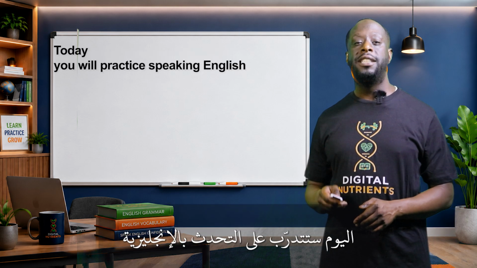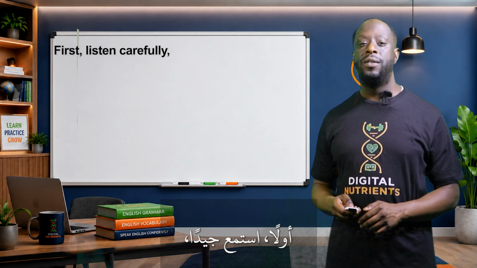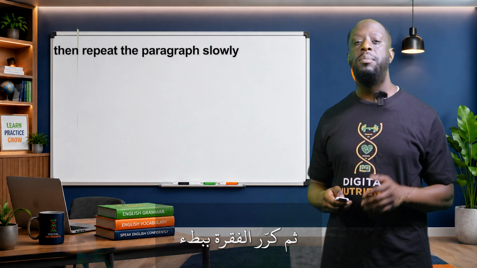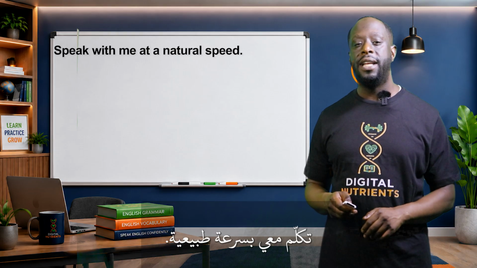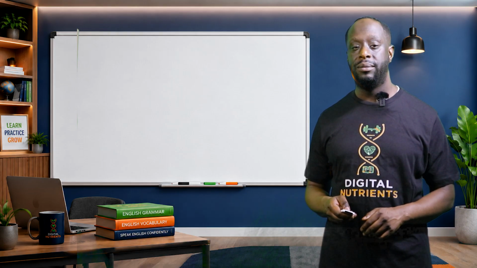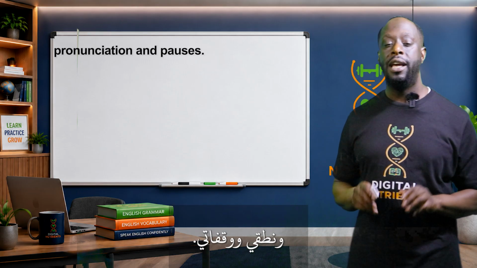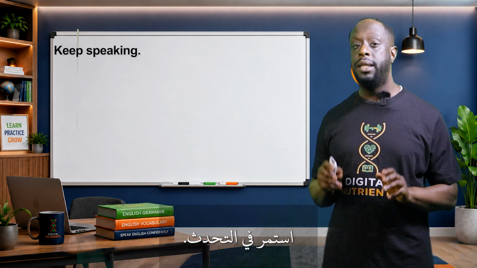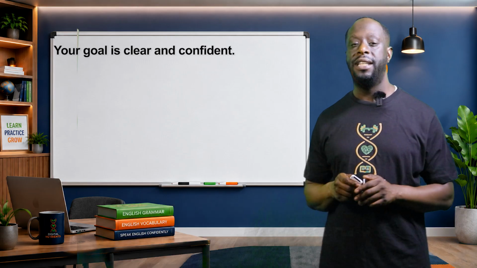Today, you will practice speaking English with one short paragraph. First, listen carefully, then repeat the paragraph slowly. After that, speak with me at a natural speed. This is called shadowing. Try to copy my rhythm, pronunciation, and pauses. Do not stop when you make a mistake. Keep speaking. Your goal is clear and confident English.